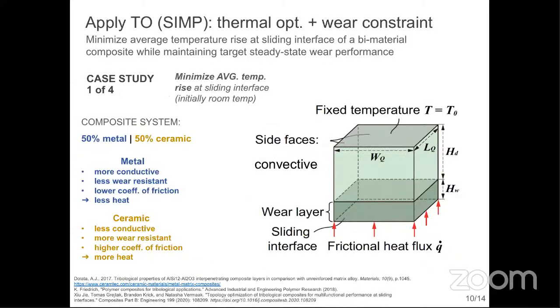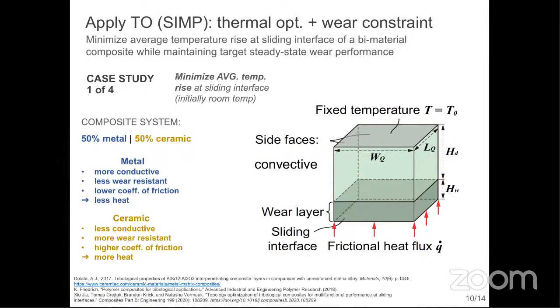Thermally, we considered a number of case studies with different boundary conditions. I'm just gonna highlight one of them today. The design domain is in green on the right. So the entire system starts out at room temperature. The top surface of the composite body is in contact with a heat sink, not shown, so that the temperature is fixed. The four sides of the body are convective with the ambient air.